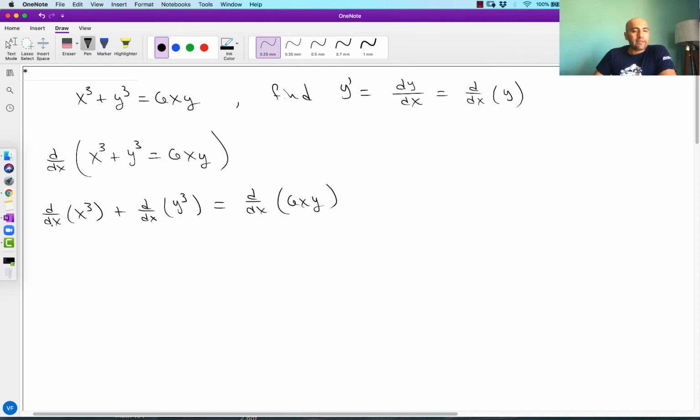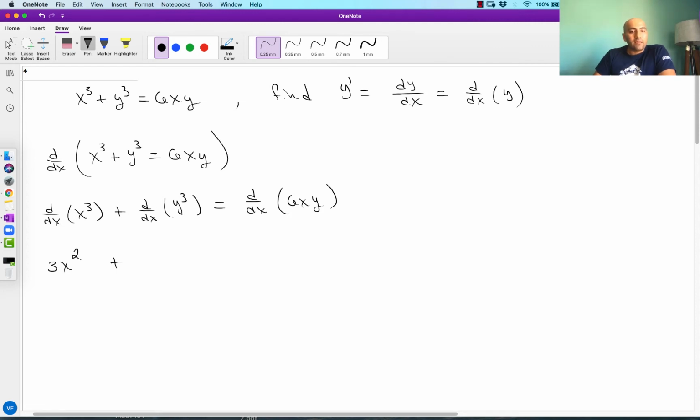The derivative with respect to x of x cubed, see the variables match. So this is just going to be our power rule. This is going to be 3x squared. No problems there. Okay, what about this one? Well, it's not as easy as before, where I just said, well, that's just dy dx, because of this cubed here. Right? So this is actually going to be a chain rule.